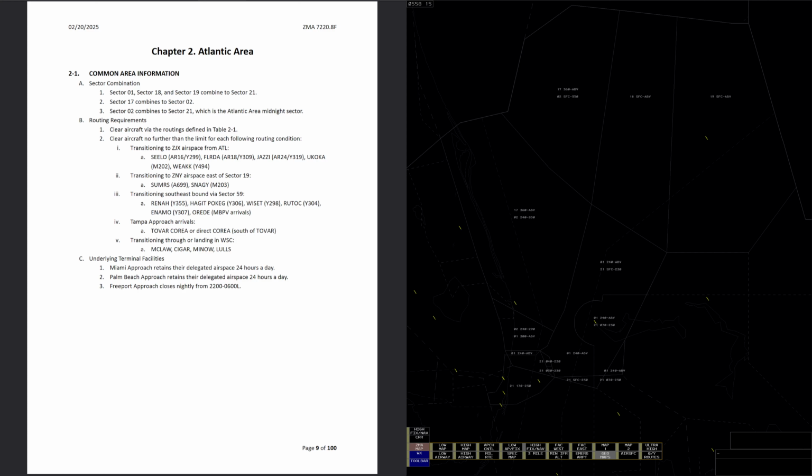This video will cover the Atlantic area of Miami Center. Each area has an initial common information area section at the beginning of the chapter, which talks about sector combinations, some altitude constraints, routing requirements, which will be further discussed in the next table, but includes the furthest waypoint that a controller of this area can clear aircraft direct to, and underlying terminal facilities.